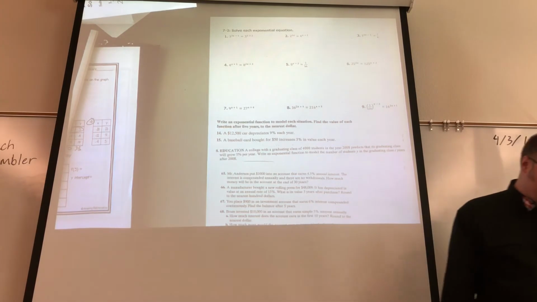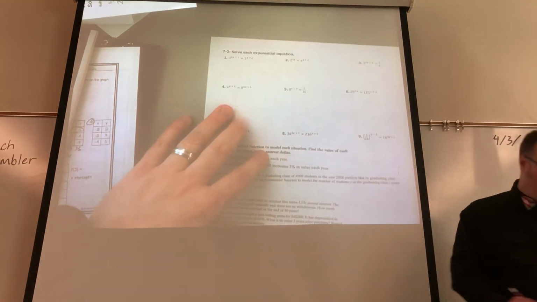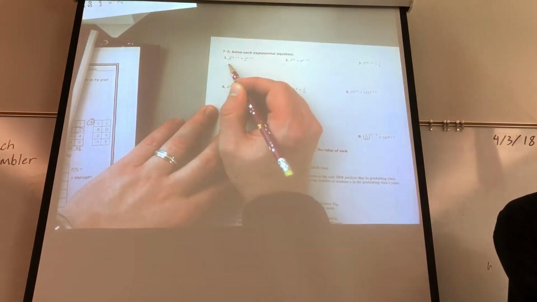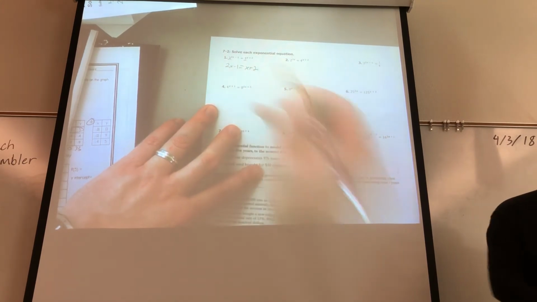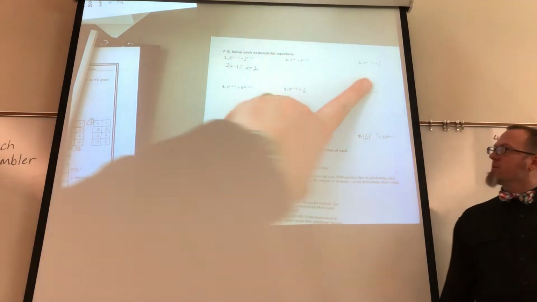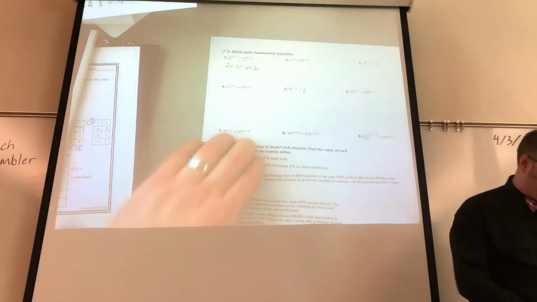On the back, these need to be in the same base. On the first one, it's already in base 3. So you just solve the exponents. 2x minus 1 equals x plus 2. No big deal. Starting on number 2 and moving forward, you have to get them to the same base.